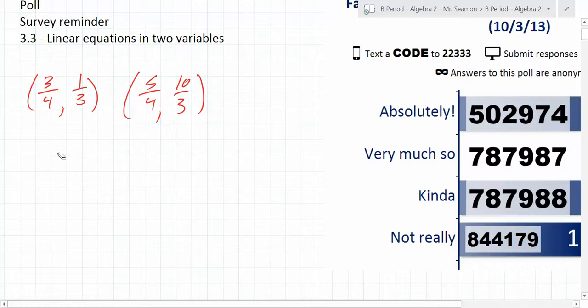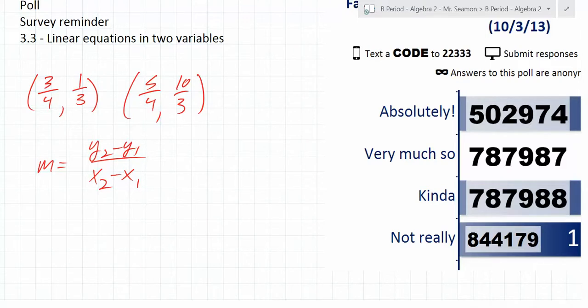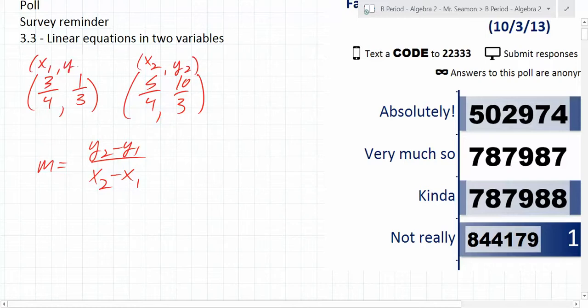That's slope-intercept form. Can someone tell me what slope is? Alyssa. Yeah, correct. Does it matter which one you label the first point and which one the second point? No. So let's just call this one x2, y2, and this one x1, y1. So if we labeled it that way, can someone tell me what I'd have to do on the top? What would be the numerator?